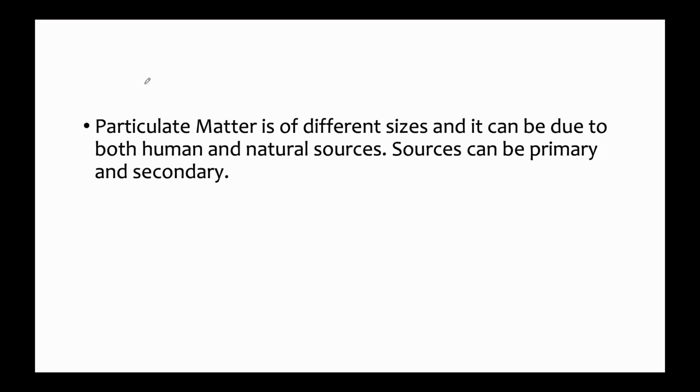So now if we look at what are the sources of these particulate matter, just try to understand that PM is of different sizes and it can be due to both human and natural sources. Sources can be primary or secondary. The primary sources include automobile emissions, dust, cooking, smoke, and the secondary source pollution could be due to complex reaction of chemicals like sulfur dioxide, nitrogen oxide. These particles are mixed in air and polluted.